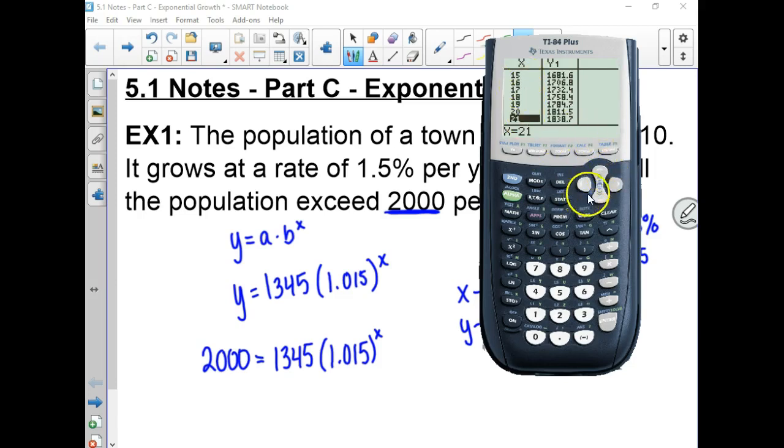So, if I continue going on down, I can see the population here. It's 1980. Here it's 2010. So somewhere between 26 and 27, I know that I've hit the 2,000 mark. So between 26 and 27 years.